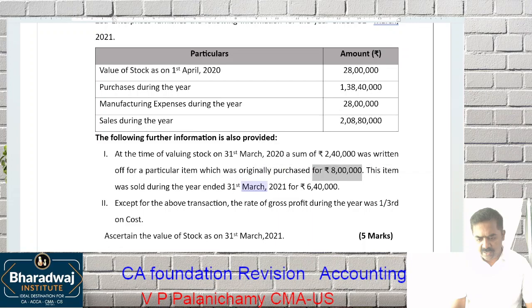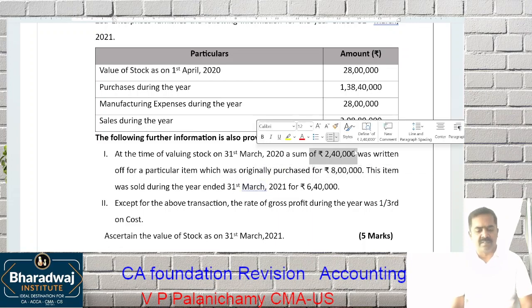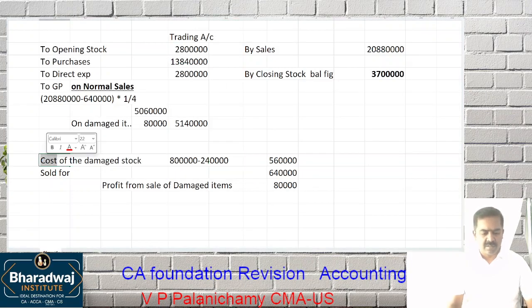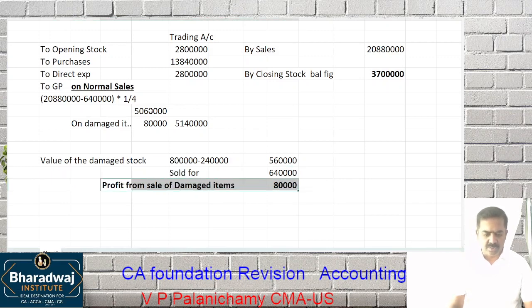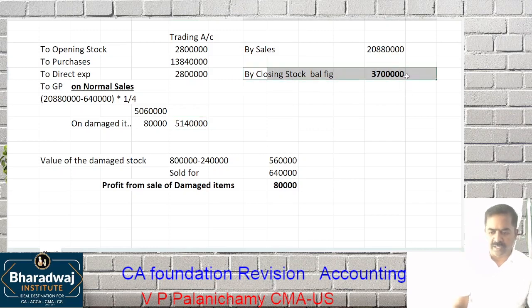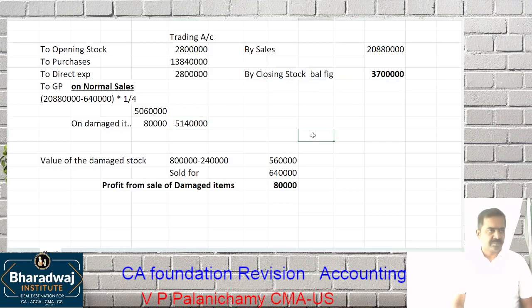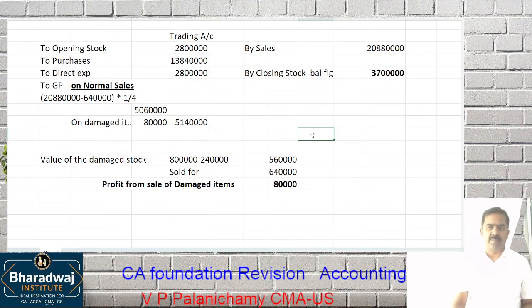In the 8 lakh, already 2 lakh 40,000 has been written off. What is the value of the damaged stock? 5 lakh 60,000. That is sold for how much? 6 lakhs 40. Now, what is the profit from sale of damaged items? 80,000. So total gross profit is 51 lakh 40. So tally this, you will get closing stock as a balancing. Take up this.